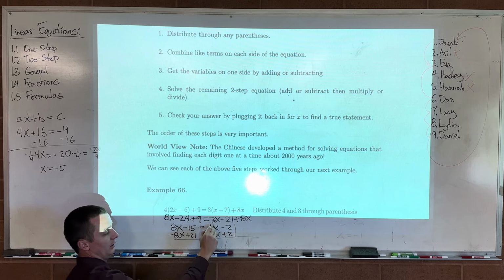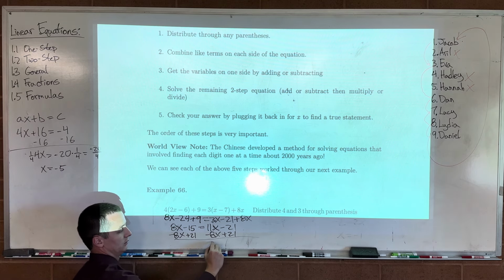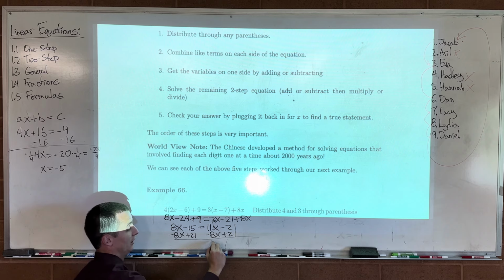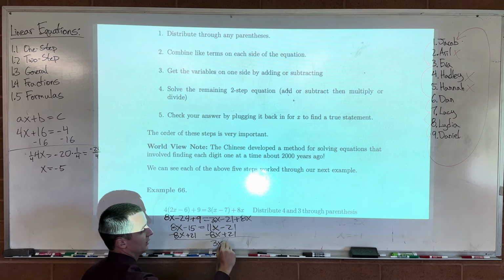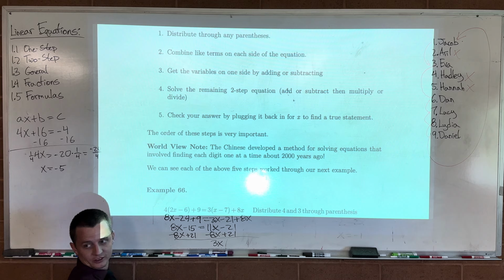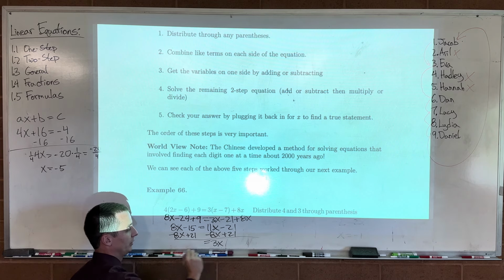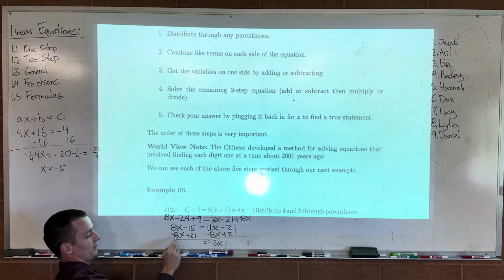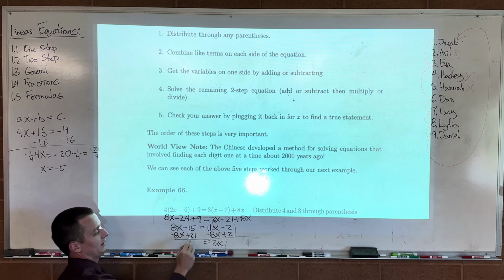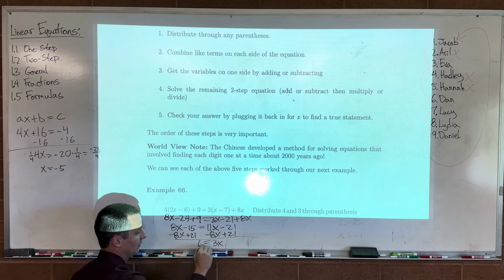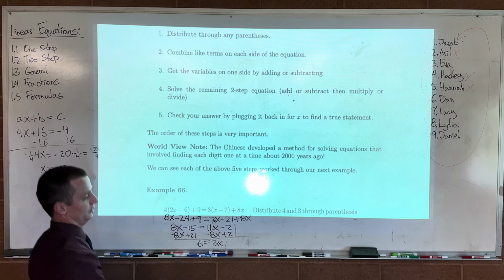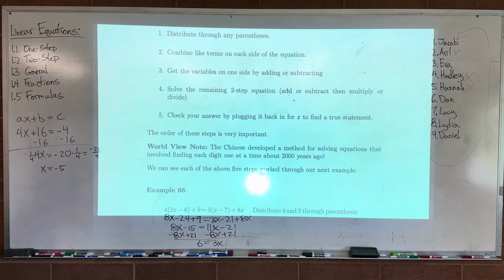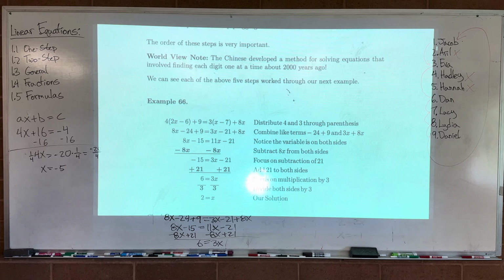All right, so 11 minus 8 gives me 3x. Negative 21 plus 21 is 0. That's the whole reason we did that. 8x minus 8x is 0. Fantastic. Six. So that gives me x is equal to? Divide both sides by 3. x equals 2. Fantastic.